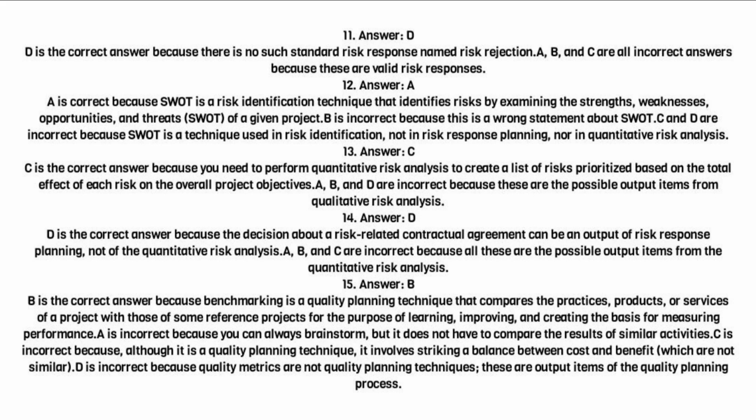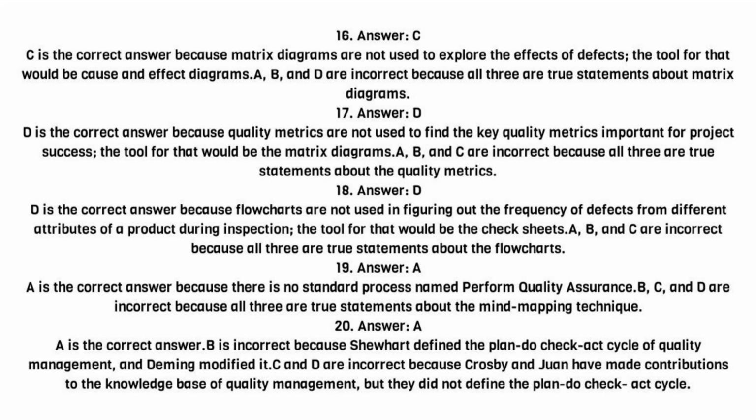A is incorrect because you can always brainstorm, but it does not have to compare the results of similar activities. C is incorrect because, although it is a quality planning technique, it involves striking a balance between cost and benefit, which are not similar. D is incorrect because quality metrics are not quality planning techniques, these are output items of the quality planning process.